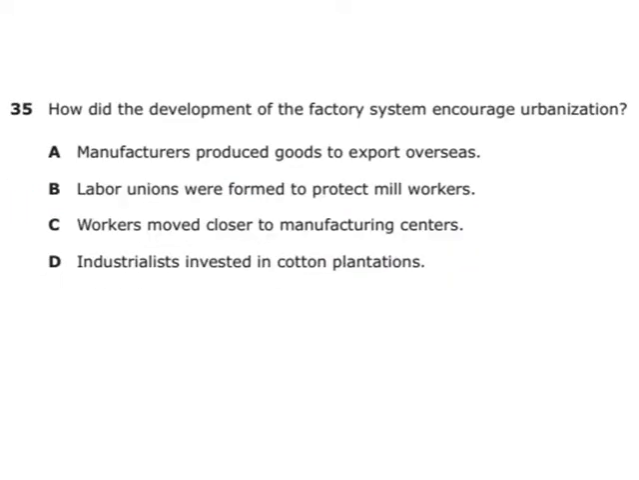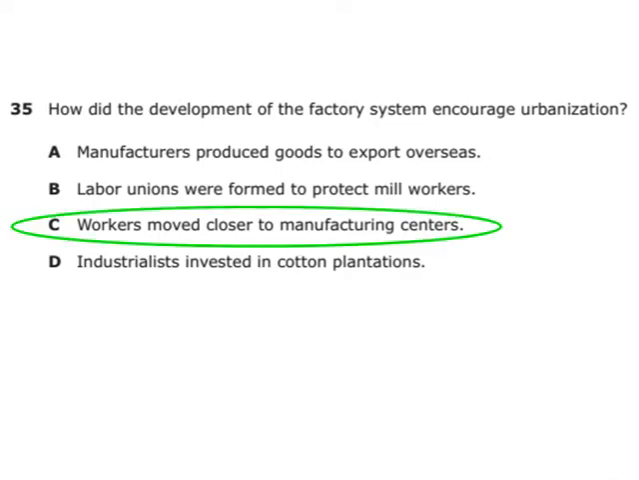How did the development of the factory system encourage urbanization? Workers moved closer to manufacturing centers. Again, just like we talked about earlier, women would move into the cities looking for work. People do that even today. We move to big cities because there's more work to be found there. Urbanization just means the growth of urban or city center areas, and that's where manufacturing and industry was.